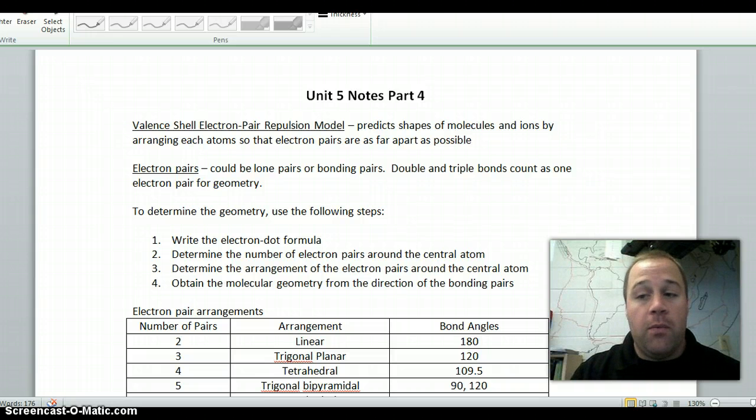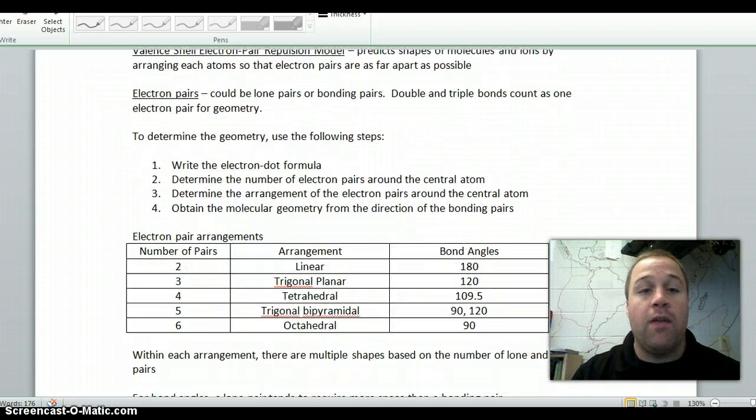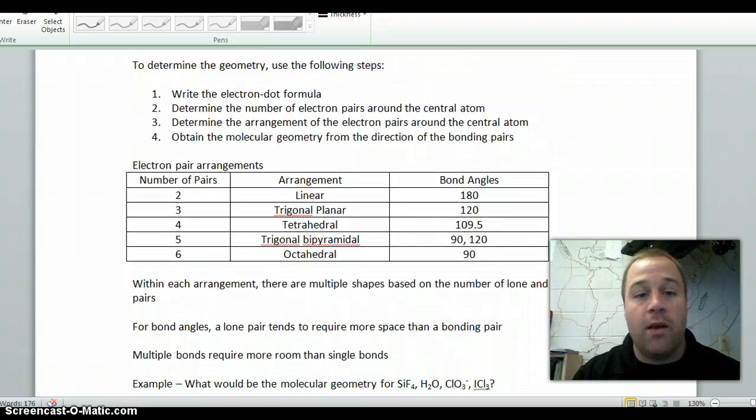So we're just going to follow a real quick 4-step process here. We're going to write the electron dot formula exactly like we've been doing. We need to determine the number of electron pairs around the central atom, which just means how many bonding pairs and how many lone pairs. And then we're going to determine the arrangement and the molecular geometry. We have a shapes reference sheet that we're going to go to. I will click over to that when we start drawing these out and we're looking for our answers. And you should have a copy with you as well.